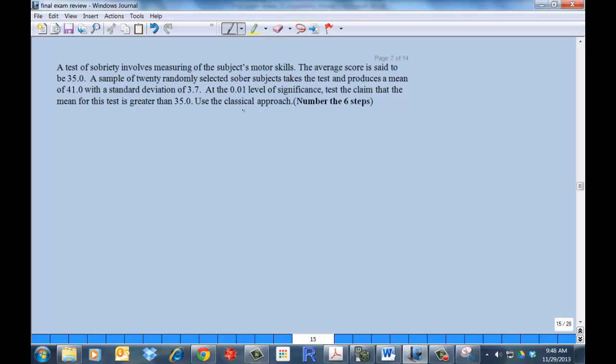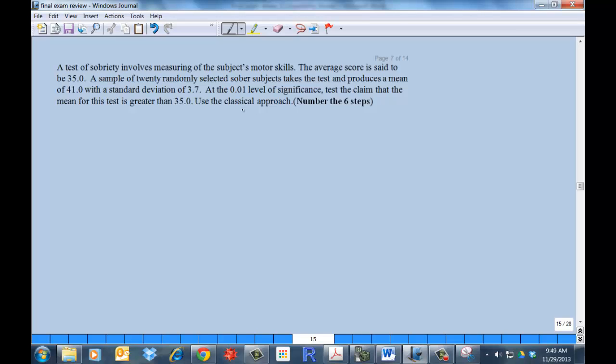A test of sobriety involves measuring the subject's motor skills. The average score is said to be 35. A sample of 20 randomly selected sober subjects takes the test and produces a mean of 41 with a standard deviation of 3.7. So we're first going to give this test to the sober subjects, just to measure what people should score on this test that are actually sober.